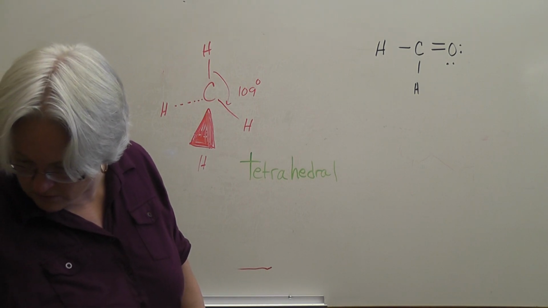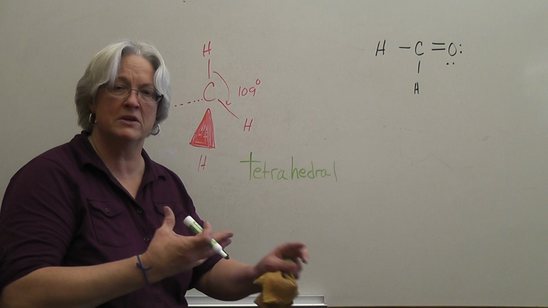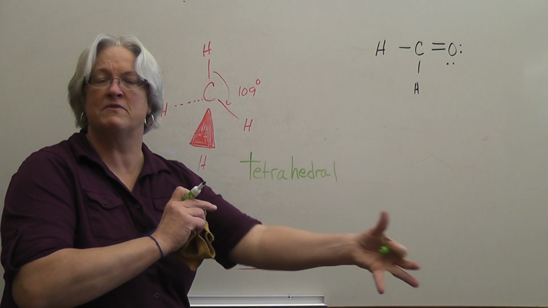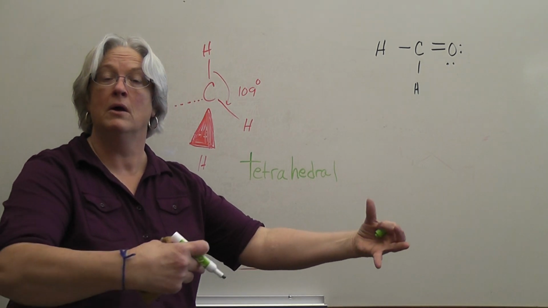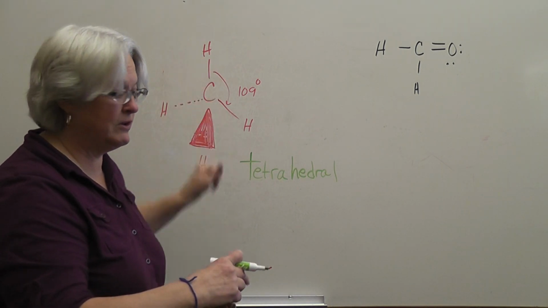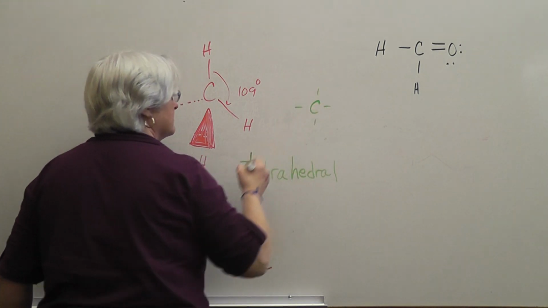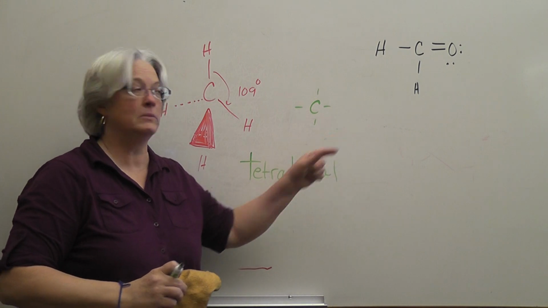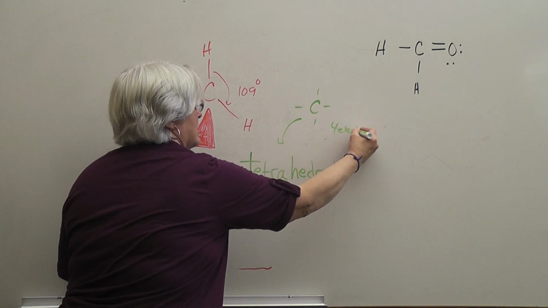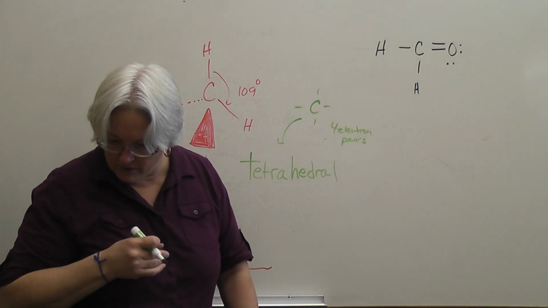VSEPR theory states that the molecules will attain whatever shape is necessary to keep those electron pairs as far as is possible away from all of the other electron pairs. So when you have this particular configuration, which is 4 electron pairs around the center atom, that is when you're going to have a tetrahedral shape, 4 electron pairs. Okay? Moving right on.